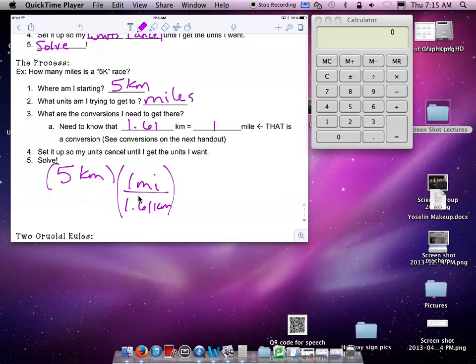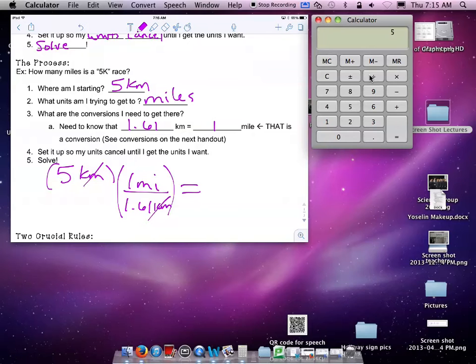Kilometers divided by kilometers will go away. So kilometers cancels. The numbers don't cancel because I don't have the same number anywhere. I'm left with miles, which is the unit I was looking for. So now all I need to do is solve my problem. I multiply numbers on the top, I divide numbers on the bottom. So I'm going to take 5, and if you want to, you can do the times 1. It doesn't change your math, but you might like it for consistency. And then I'm going to divide by 1.61. And that ends up with this.